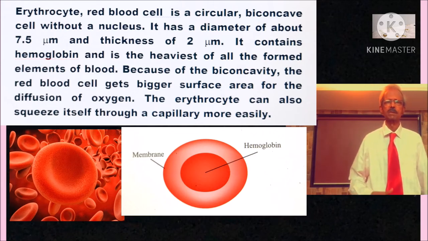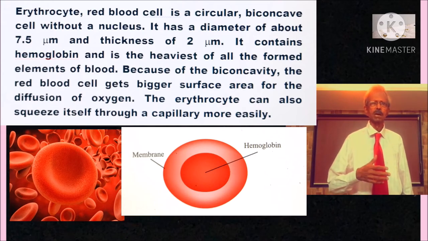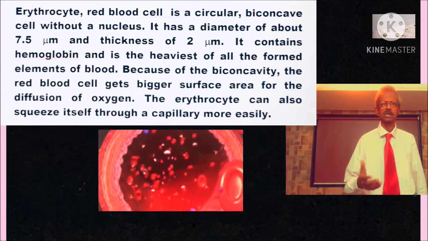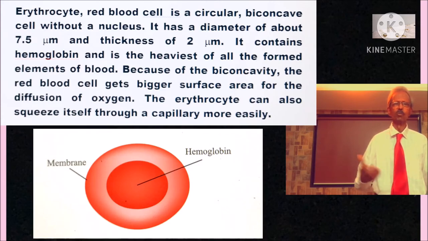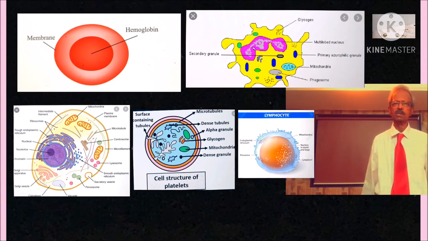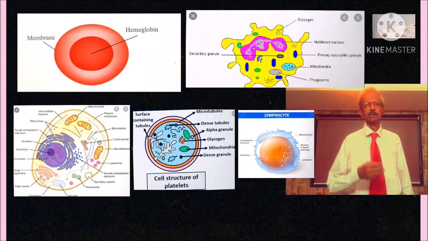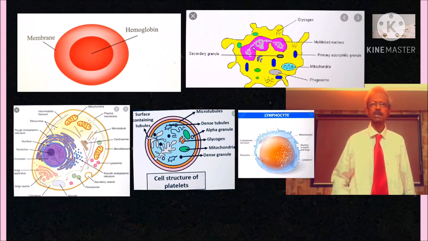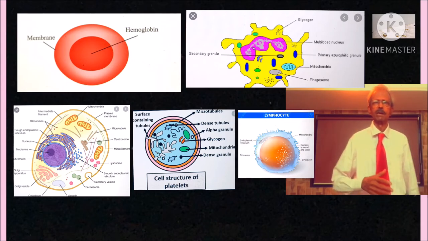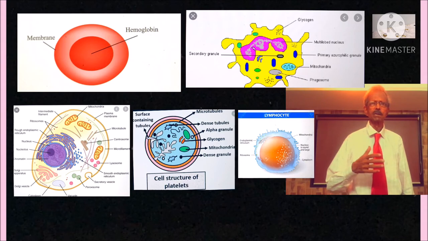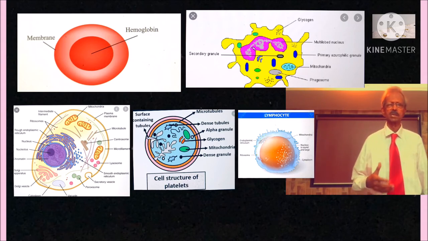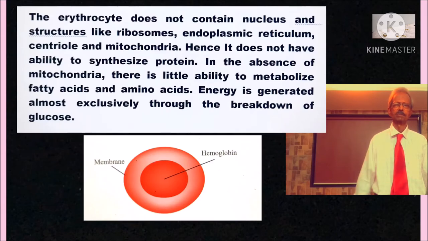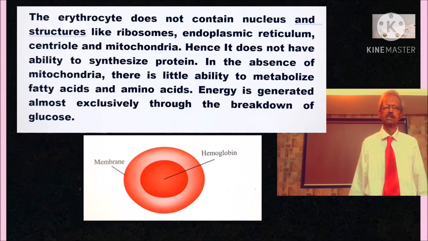The erythrocyte can also squeeze itself through a capillary more easily so that it can supply oxygen to the various cells of the body. Just compare red blood cell with other body cells and also with white blood cell and platelet and you will realize the difference. The erythrocyte does not contain nucleus and structures like ribosomes, endoplasmic reticulum, centriole and mitochondria. Hence, it does not have ability to synthesize protein.